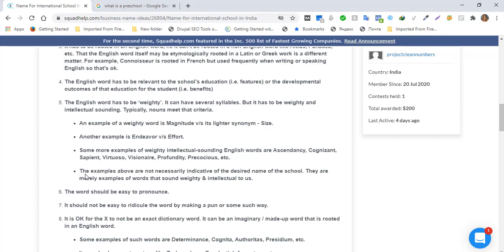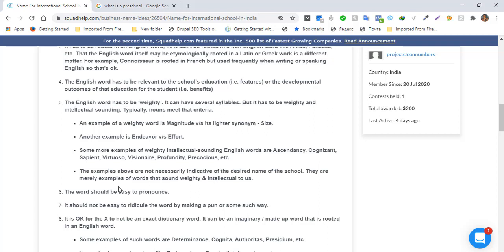Then we now have the examples above are not necessarily indicative of the desired name of the school. Just what I just said now before I read it, that they put all these things here means that you should not use them as the name you are giving them. You would outrightly be rejected. They are merely examples of words that sound weighty and intellectual to us.